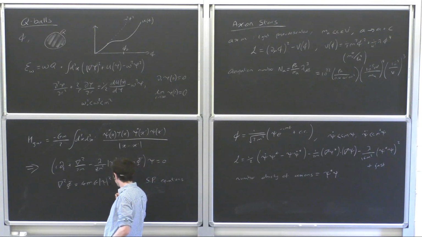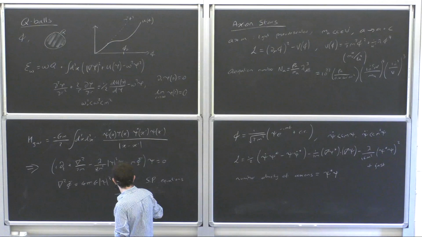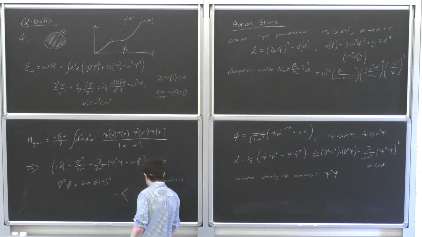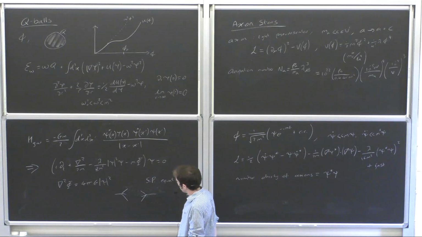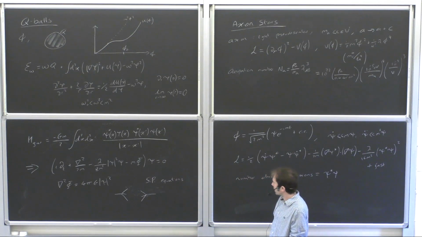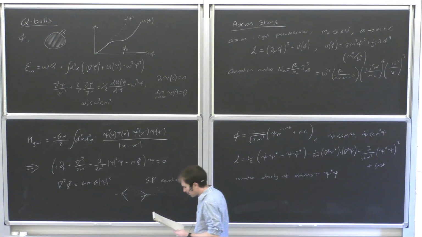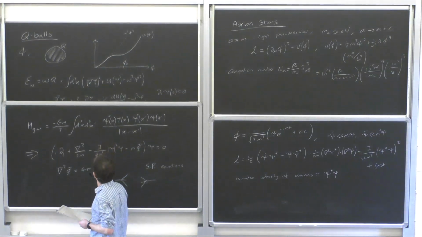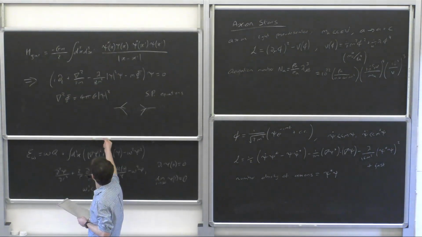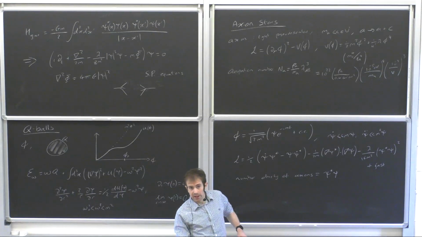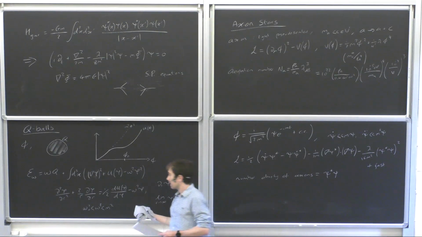So on kinematical grounds, we can't have 1 to 3 interactions. Likewise, 3 to 1 are forbidden. And the leading order number changing interactions would be order lambda squared, at least in the amplitude. This means that to an excellent approximation, the total axion number is conserved.